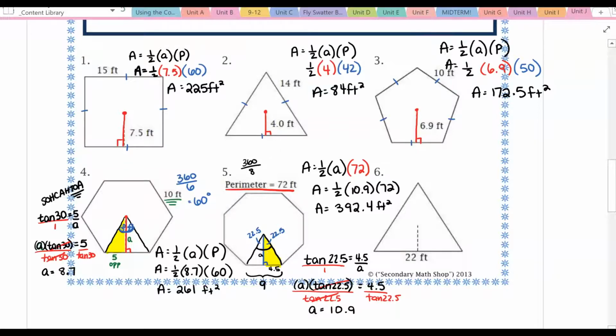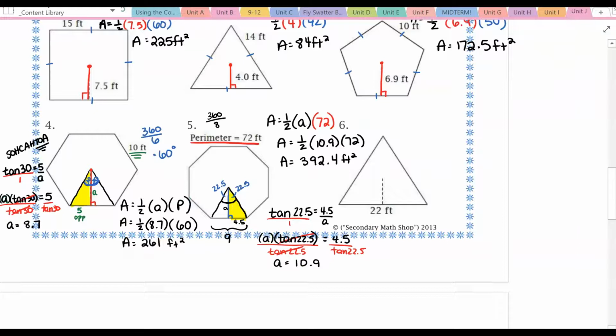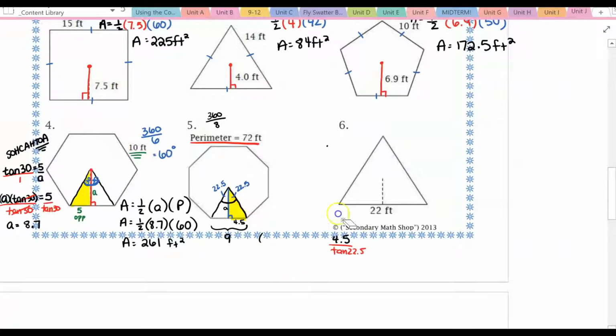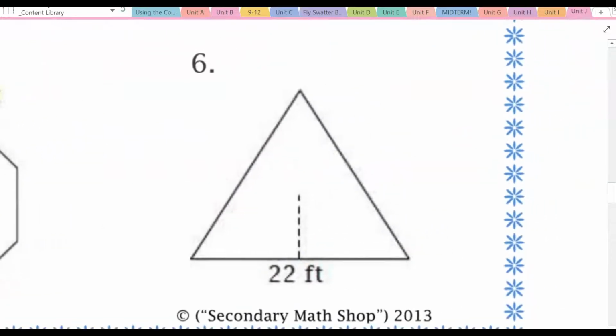All right, I'm going to continue starting on number 6 now. Okay, I'm going to erase some of this just to give myself some space. You could see all of that work on the last video. All right, so looking at number 6, again, I'm looking for 1/2 times the apothem times the perimeter.